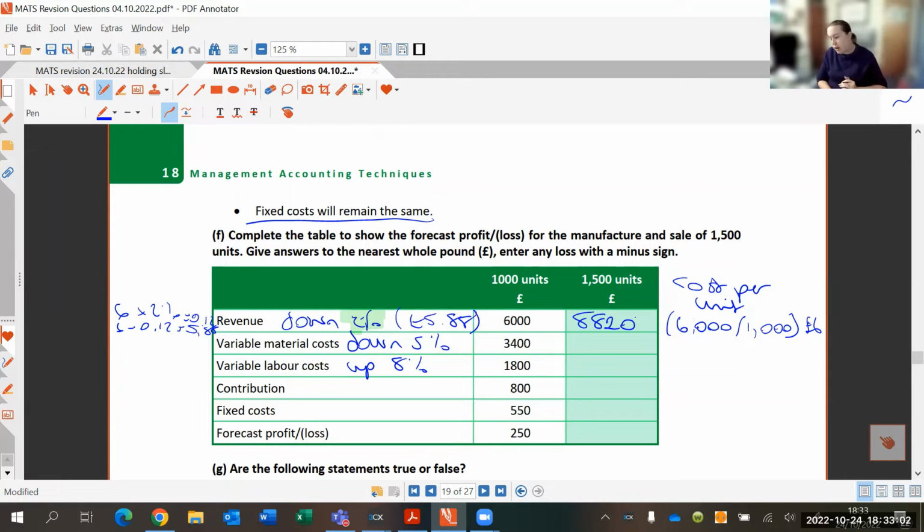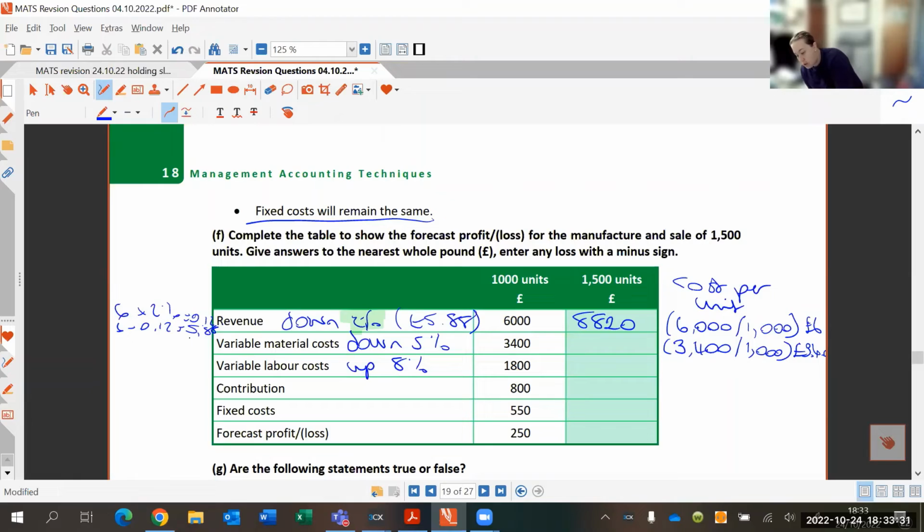We're going to do a similar thing with the variable costs. We're losing 5% of those, but again, they're variable, so they're dependent on production level. So if we divide our 3,400 by the 1,000 units, these are some nice easy calculations. We're going to get £3.40 per unit, which is what it was. However, it's going to become 5% less.